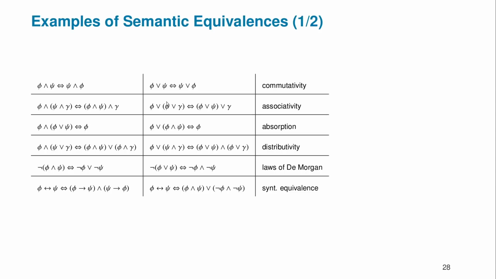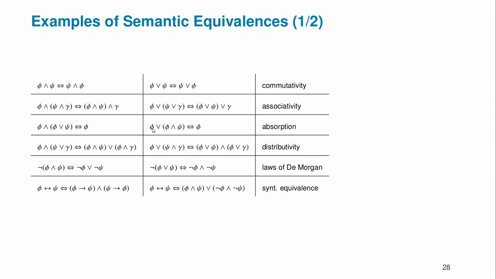The same is for associativity. A very interesting property in the context of this Boolean domain is what we have here, a semantic equivalence called absorption. If we have a formula phi and then in parentheses phi or psi, then this is equivalent to phi. And we can also have a dual version of that: phi or phi and psi is equivalent to phi. You can very easily figure out why this is the case when looking at the truth table.